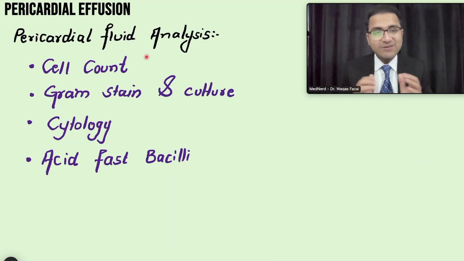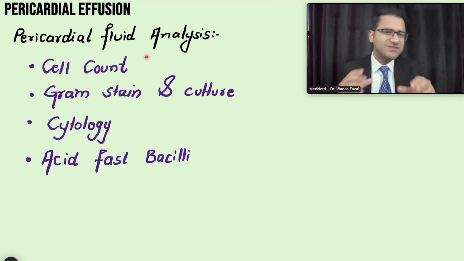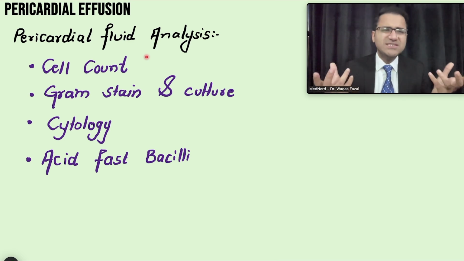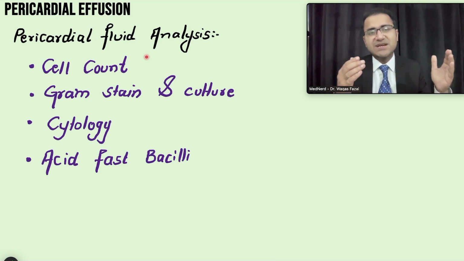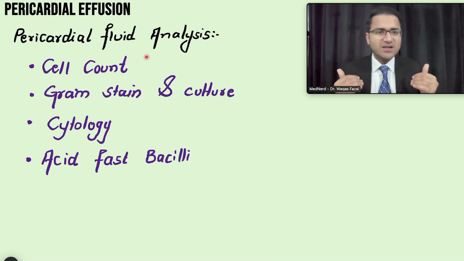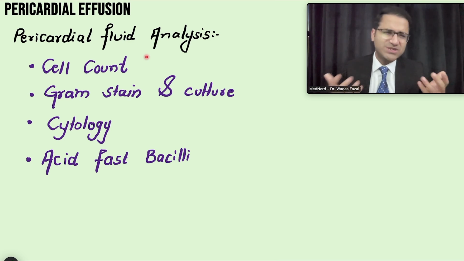Now, another supporting investigation that you would do in these patients is pericardial fluid analysis. In many cases, you would know the cause of pericardial effusion, like if the patient had a cardiac surgery and after the cardiac surgery, the person has a minimal effusion. It's a commonly seen scenario that patients get a pericardial effusion after a cardiac surgery, but that is benign. In many cases, you would not have any cause of pericardial effusion, but the patient is having pericardial effusion.